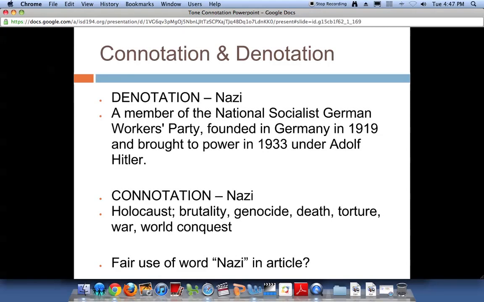Now, is the state senator who wants to pass this law truly a Nazi? Is that a fair word? Or is the connotation of the word Nazi a little bit harsh for the situation in which this author is using it? Now that brings us to the end of this presentation. We've looked at both tone and connotation, and we've looked at how these two concepts are related to one another.